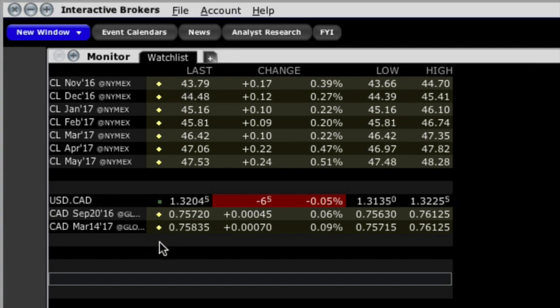Look down here. I've got some more futures contracts and a spot price. Now this is a currency. This is the US dollar, the US.CAD. How do we read this? This is saying that $1 US buys 1.3204 Canadian. $1 US will buy that much Canadian. And here are the futures contracts denoted in US dollars. So the CAD futures contract for September 20th is 0.7572. So if you take the inverse of the US.CAD, you'll get the CAD futures price.